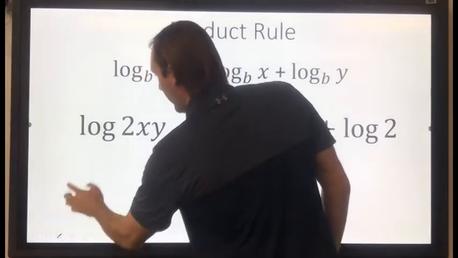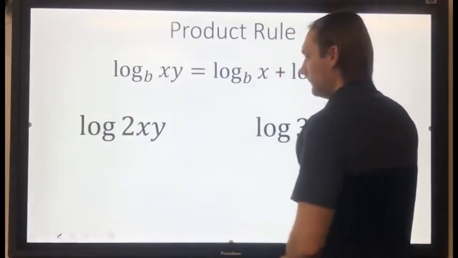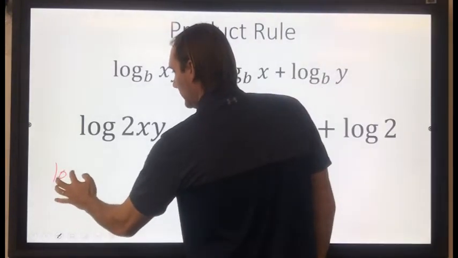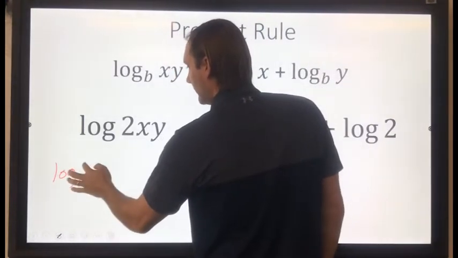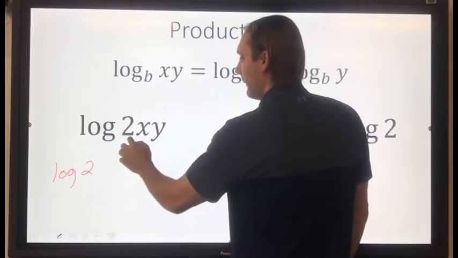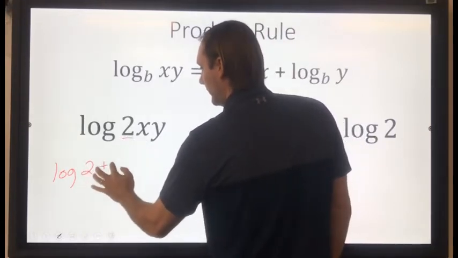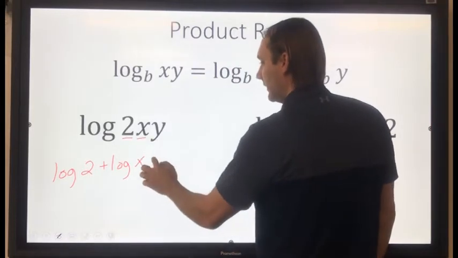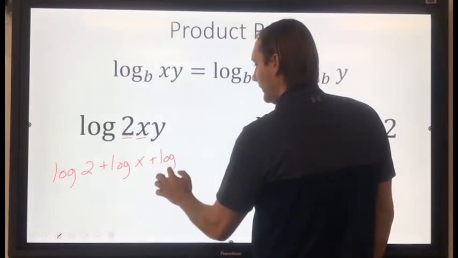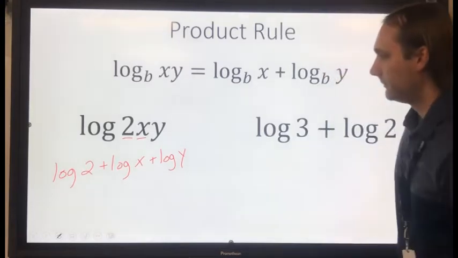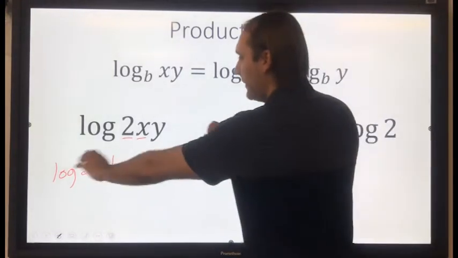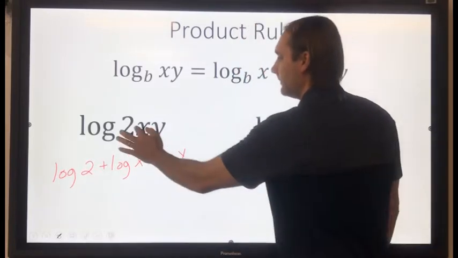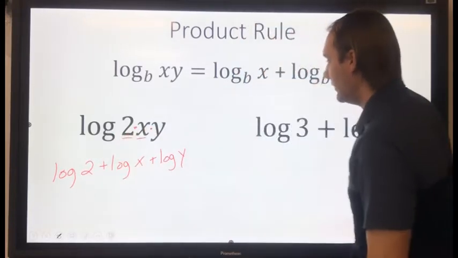So here, I want to expand this log out using the product rule. So that's going to be log base 10 of 2, so my first number here, plus log base 10 of x, second, plus log base 10 of y. So I'm expanding this out based on the multiplication between these three numbers here. Expand it out into addition.